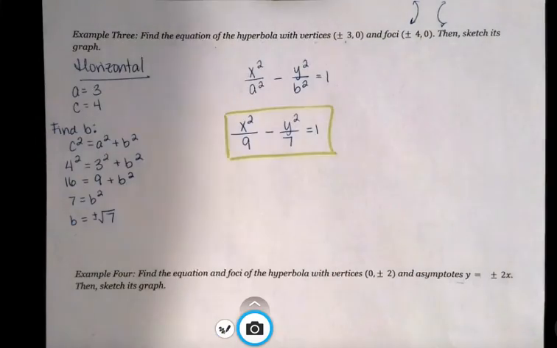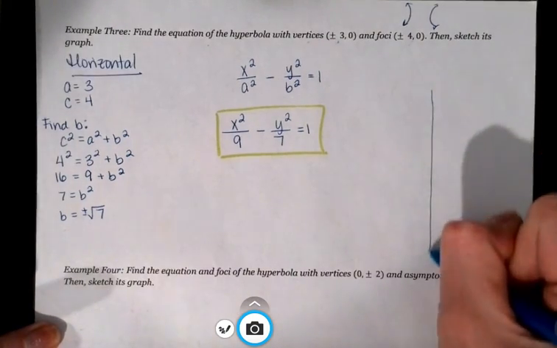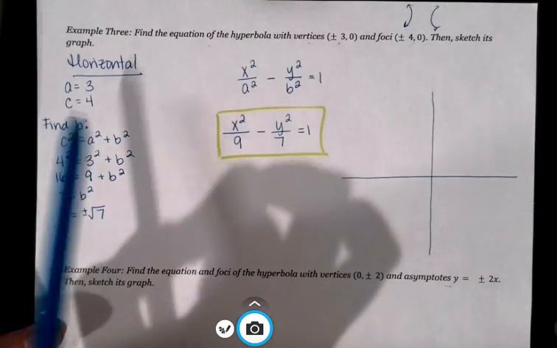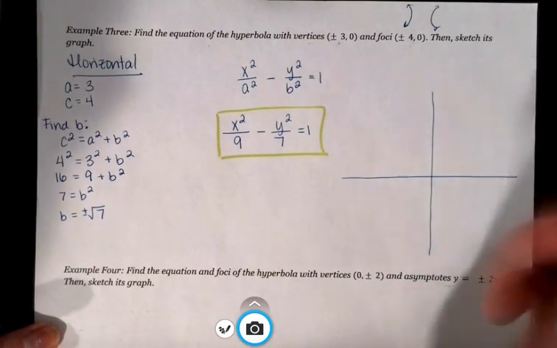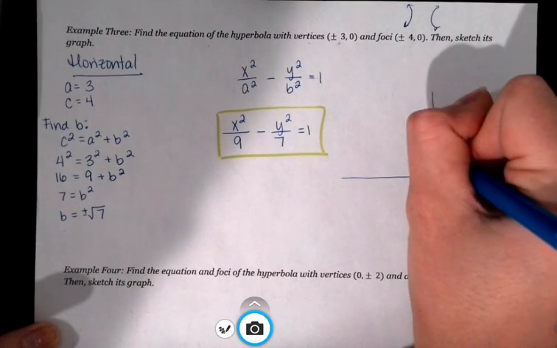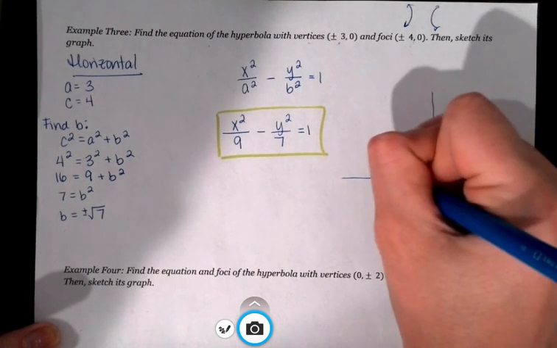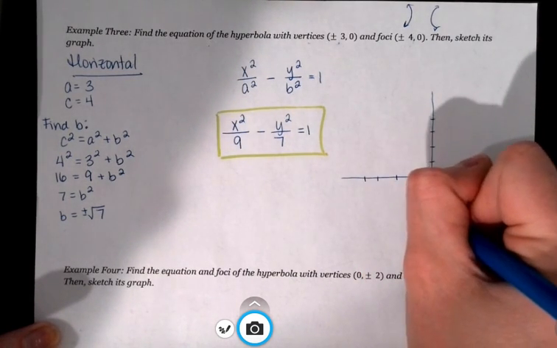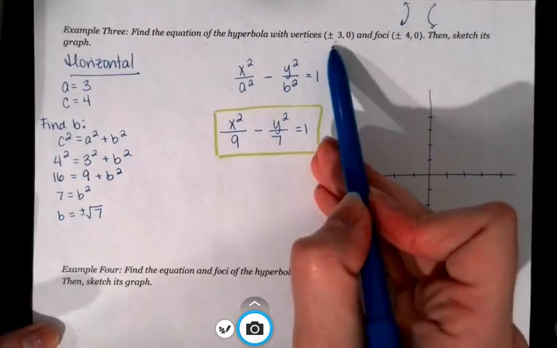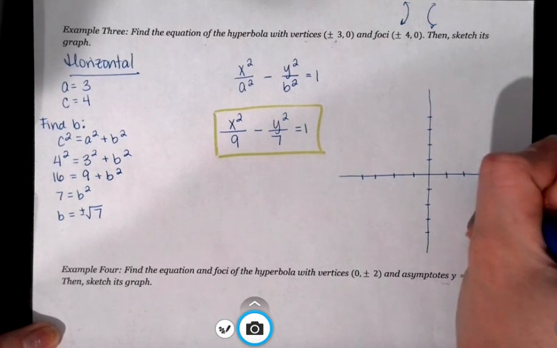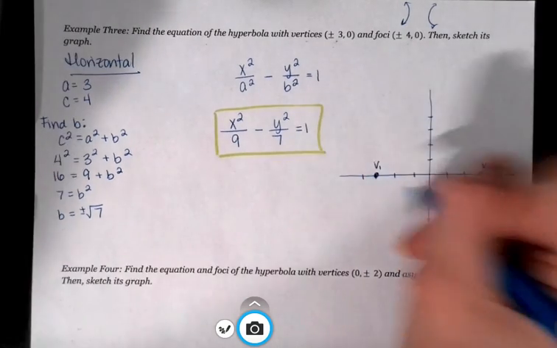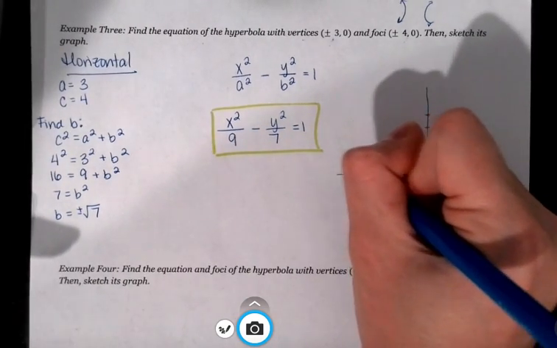And now I can go ahead and sketch my graph. So I have my coordinate plane. And I look at my A, B, and C, 3, 4. So I'm going to go about 4-ish in every direction. I'm going to start by graphing the information that I was given. So my vertices are here and here. And then my foci are pretty close to it.